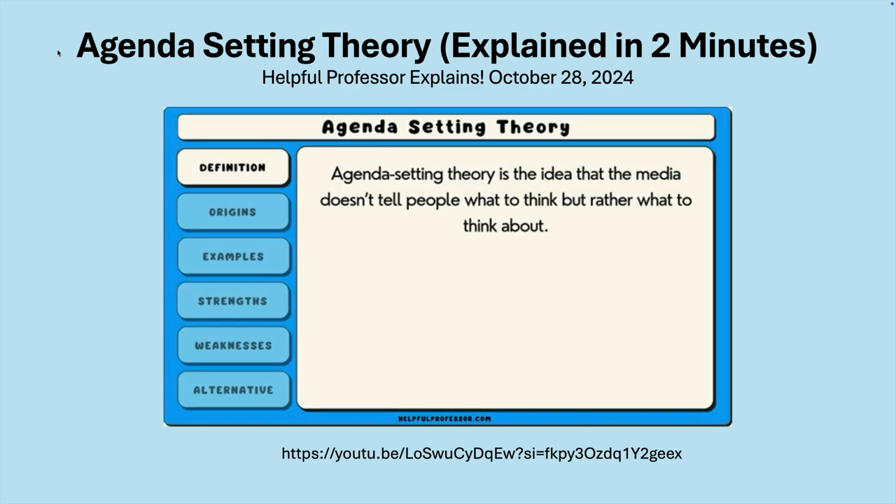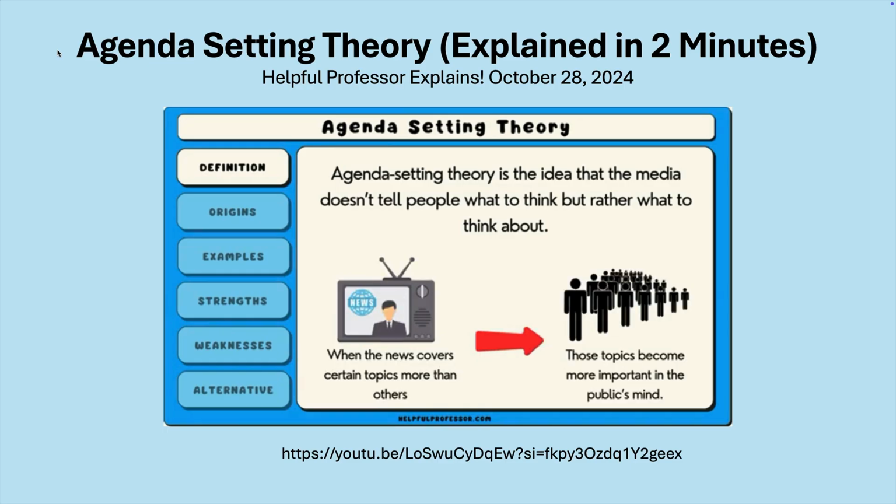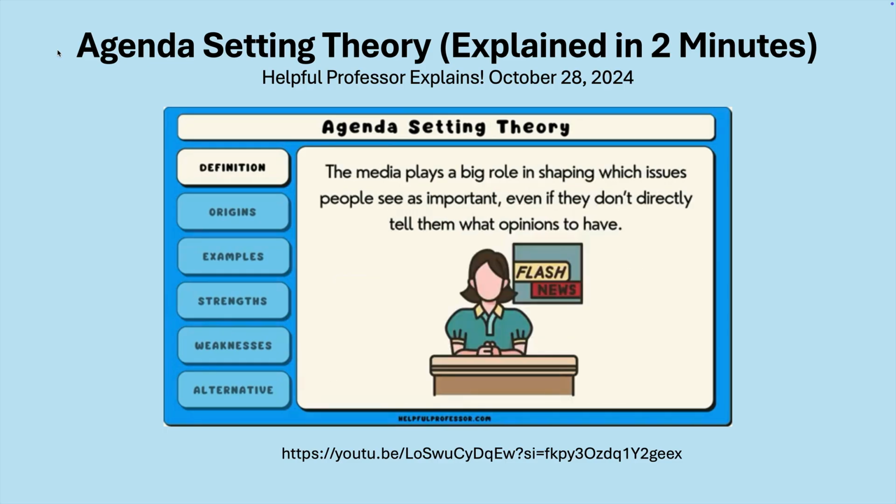Agenda-setting theory is the idea that the media doesn't tell people what to think, but rather what to think about. This means that when the news covers certain topics more than others, those topics become more important in the public's mind. The theory suggests that the media plays a big role in shaping which issues people see as important, even if they don't directly tell them what opinions to have.